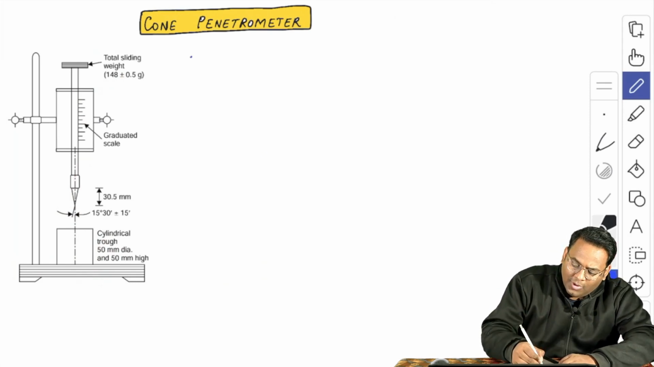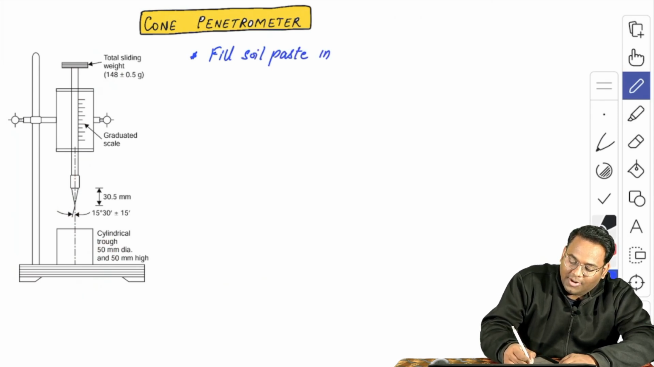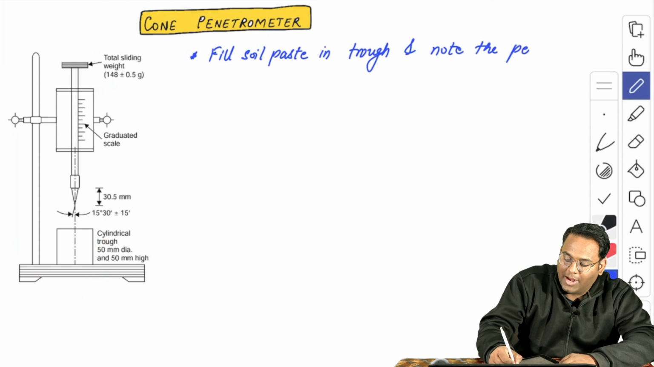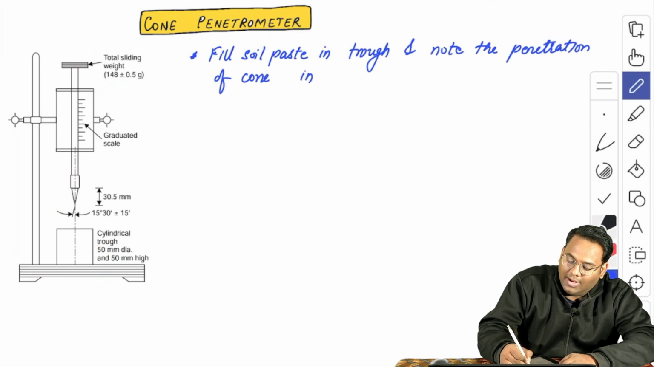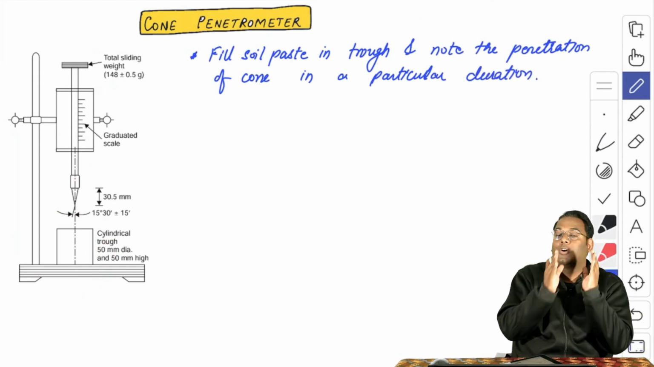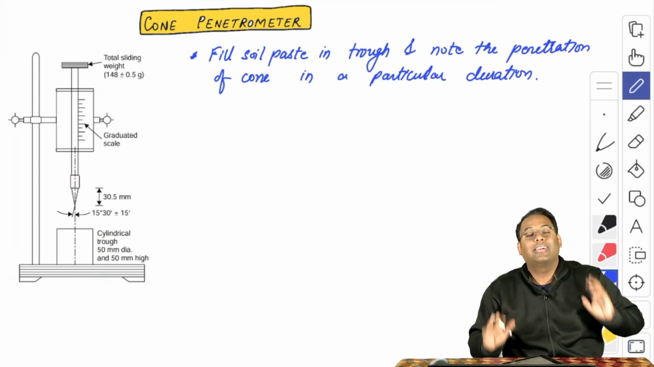Here you just fill soil paste in the trough, and you note the penetration of the cone in a particular duration. And yes, liquid limit is defined for a particular penetration in a particular time duration.